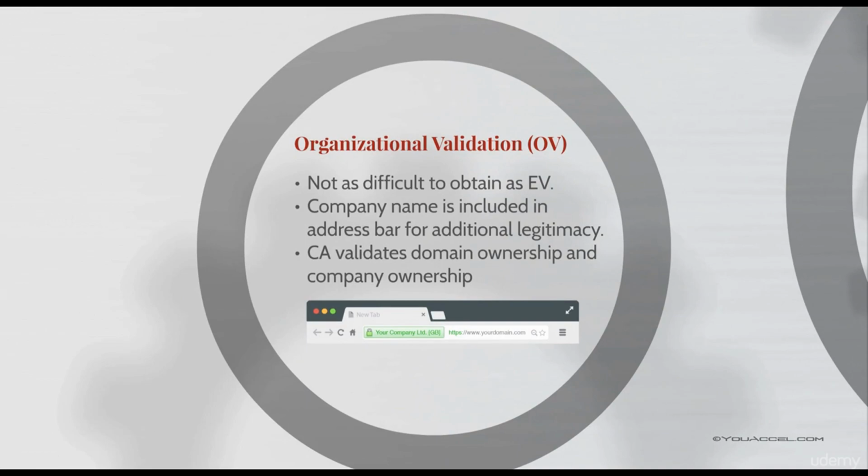The organization validation certificate requires a less stringent process to obtain. In this case, the CA still validates domain ownership and also requires some additional company information. One benefit of this type of certificate is the secure site seal that gives enhanced legitimacy to the domain name by adding the company name on the URL address bar.